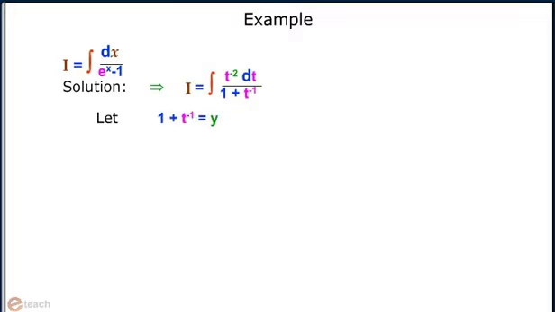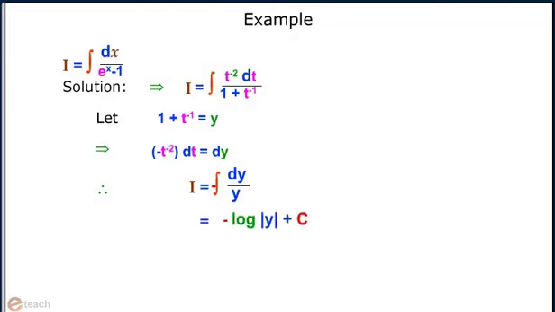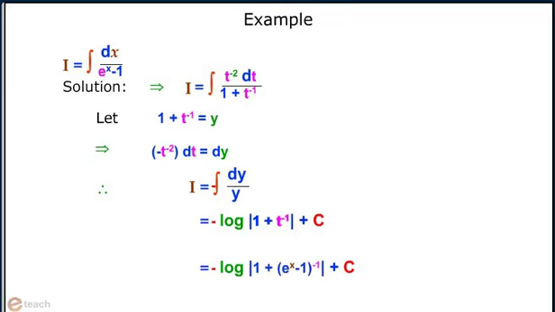Now again, making the substitution, 1 plus t to the power minus 1 equals y, and differentiating it, we get minus t to the power minus 2 dt equals dy. Therefore, I becomes minus integration dy by y. On integrating, we get minus log mod (1 plus t to the power minus 1) plus c. Now replacing the value of t, we get minus log mod of (1 plus (e to the power x minus 1) raised to the power minus 1) plus c.